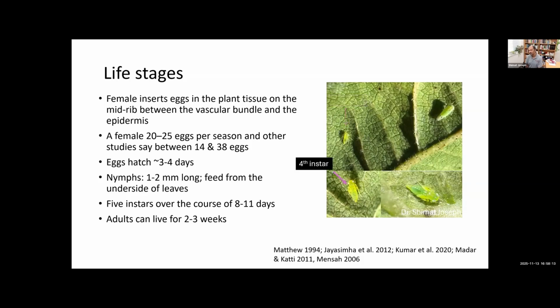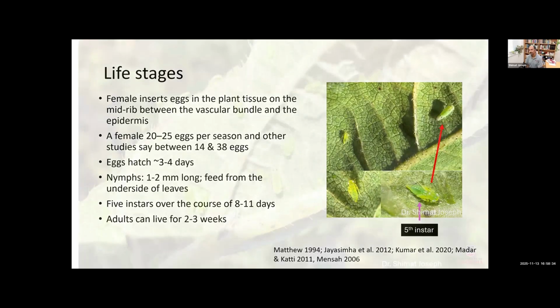Then they molt into the fourth instar, where you'll see a pair of pads here. Then moving into fifth instar, we'll see two pairs of pads, and they're a little bigger in size, and they molt into an adult. The whole time it takes is about 8 to 11 days in our summer. So with the high temperatures, this is what we'll see.